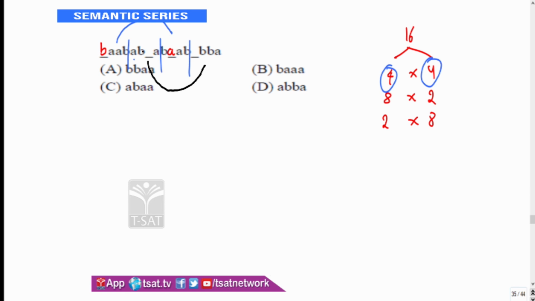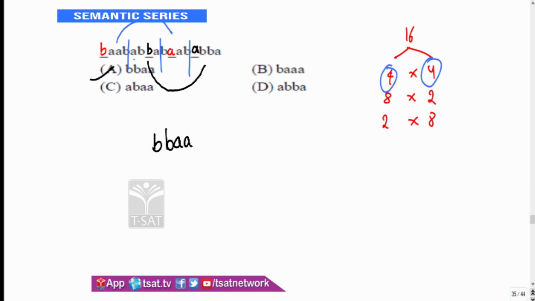So what is this one? AB gap A, AB gap A. So you keep here A, here you keep B, it will become A. Here also A. So we got the answer, that is B is the answer. So that is option A is the answer.